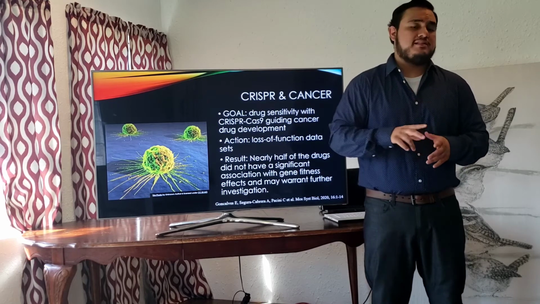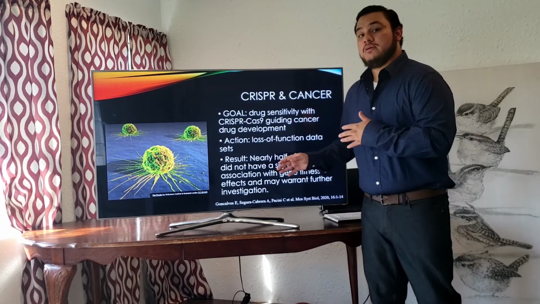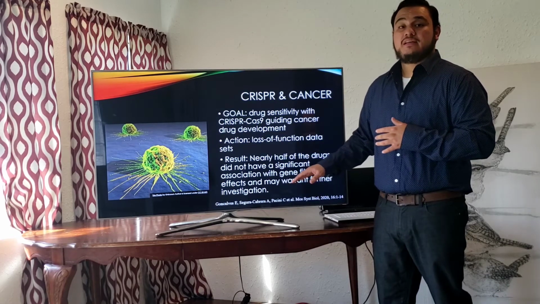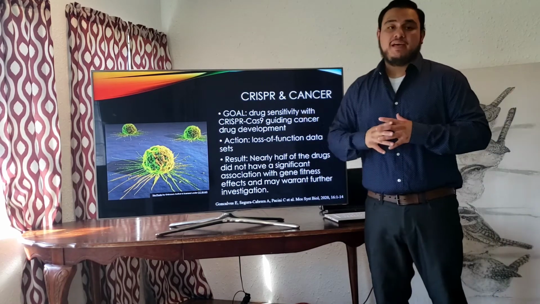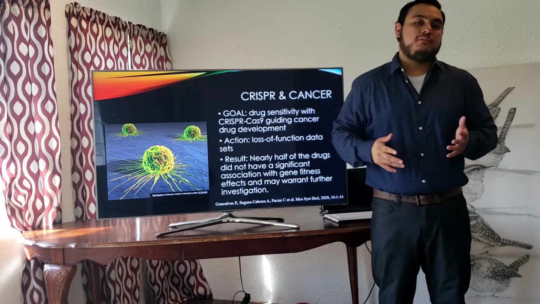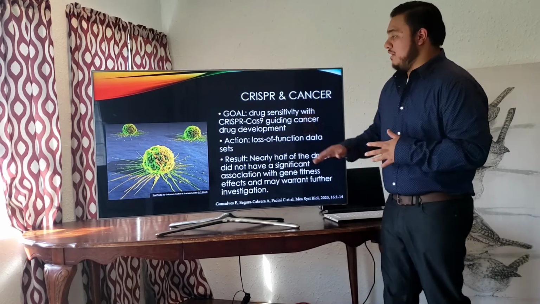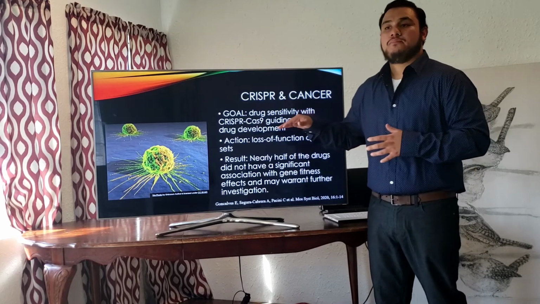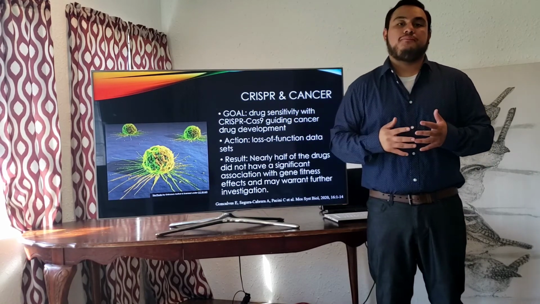Now, up until now, I gave you a lot of examples of how well CRISPR does its job. And of course, that was in plants and animals. But now that we're in humans, the result of this study is this. Only about half of the medications were even successful. Most of them had no effect. They had hoped that they could make these drugs more sensitive, make them work better. But about half of them didn't work.